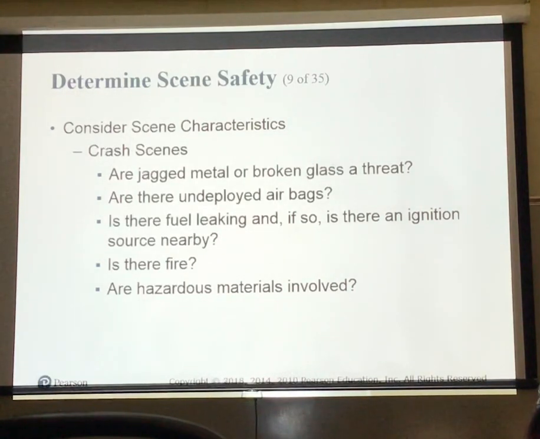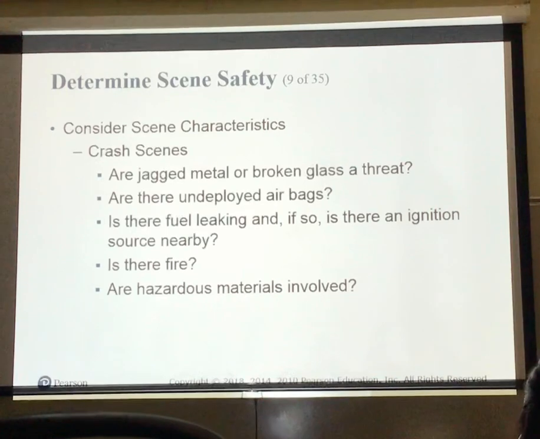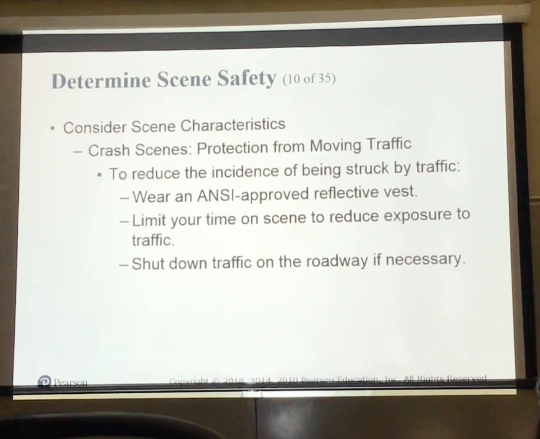Does jagged metal or broken glass pose a threat? Can such material be avoided, covered, or otherwise isolated to minimize said threat? Are there undeployed airbags? Is fuel leaking? If so, is an ignition source nearby? Is there a fire? Has the fire department been called? Are hazardous materials involved? Another serious threat to emergency medical and other rescue personnel is moving traffic.